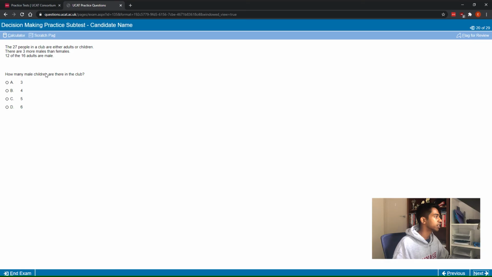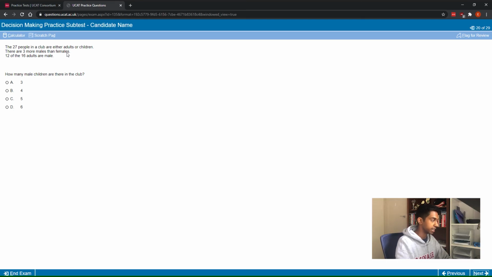So with this one, the 27 people in a club are either adults or children. There are 3 more males than females. 12 of the 16 adults are male. So 3 more males than females. If the number of females was X, then the number of males would be X plus 3.